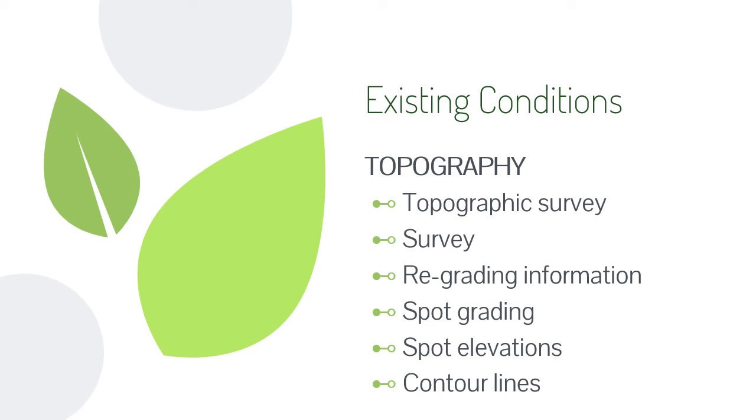Regrading information is needed, especially if there are new excavations done within the site. But the old topographic maps still contain the old topographic information prior to the excavation, erosion, or new development. Spot grading and spot elevations are those areas specified with grades that are not within the contour intervals or with values that we will be discussing later. Contour lines are the lines that indicate the form of the topography with elevation value.